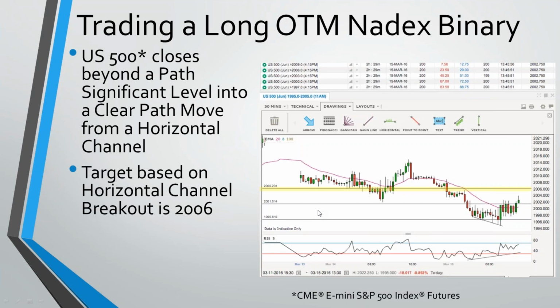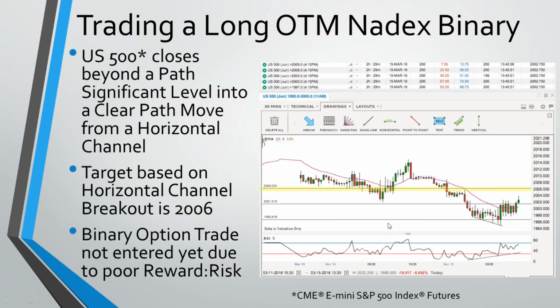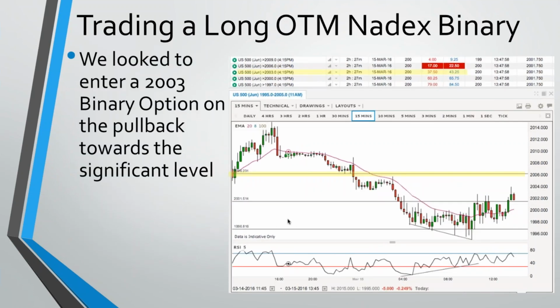The target based on the horizontal channel breakout is 2006, which you can see marked right around here. Binary option trade not entered yet due to poor reward to risk. It's not skewed in our direction, which is something we like for this particular kind of trade. We looked to enter a 2003 binary option on the pullback towards that significant level. So again, here's the significant level, here's the target, which is another significant level. It's the horizontal channel target. You get a close above here, we get a rally, the risk reward was off on this rally, but now on the pullback here, we potentially have a trade we're looking for as time has gone a little bit lower.